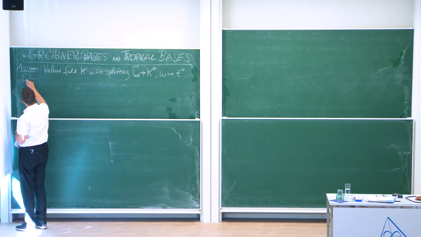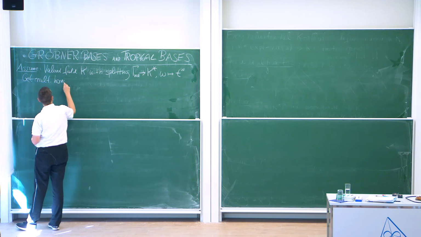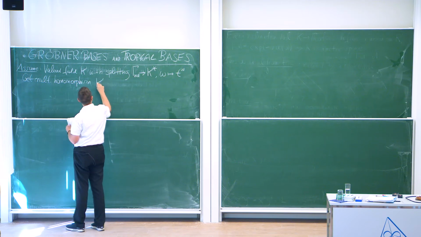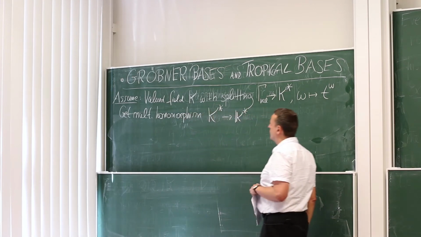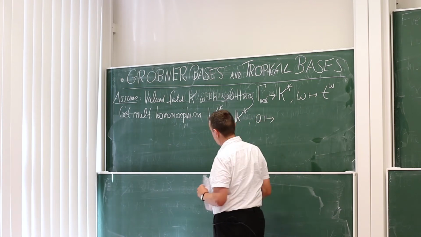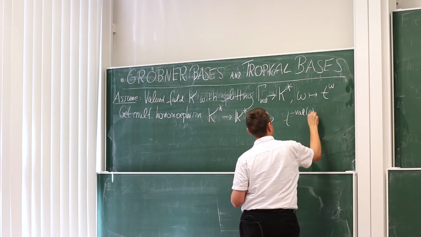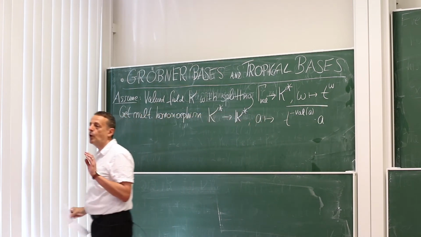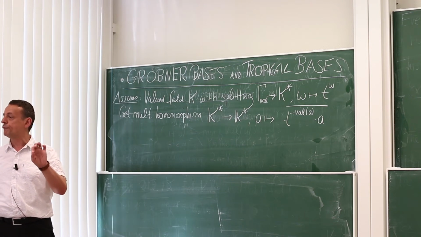Now from this data, we also get a multiplicative homomorphism from K star to little k star. This multiplicative homomorphism takes a field element in the big field and maps it to t to the minus the valuation of a, times a, barred. Okay, so that's an element of the small field. So in English, you take a Puiseux series and you look at the lowest coefficient you see.